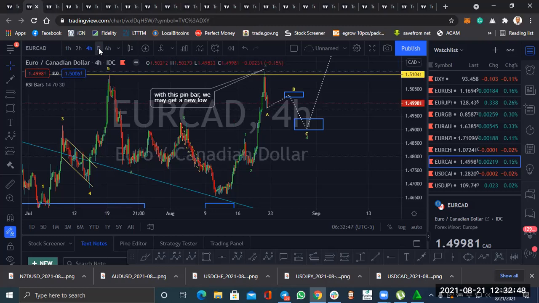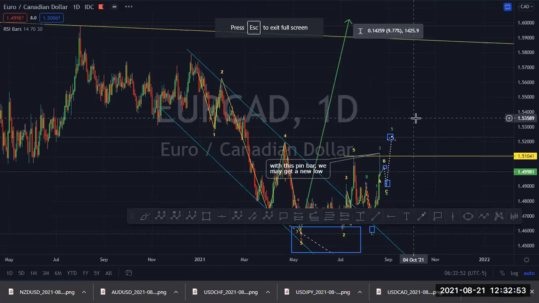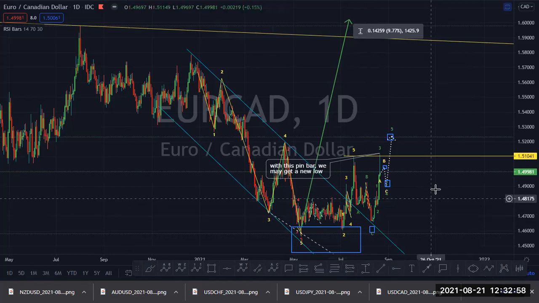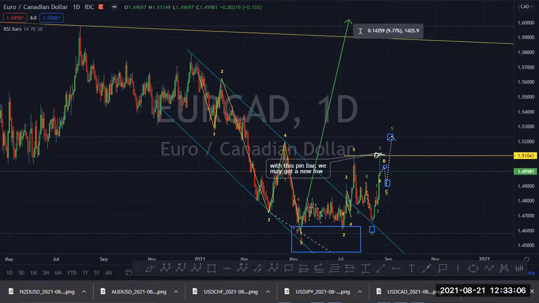There's something I want to show you on Euro CAD, on the daily candle. Sometimes it's good to be conscious of certain price actions that you would otherwise ignore. I don't want to ignore this pin bar. This pin bar can make the market go back to this level. It's possible. I'm not saying it will happen, but it's possible. In case you see it happening, know that it's possible, though I don't expect it.